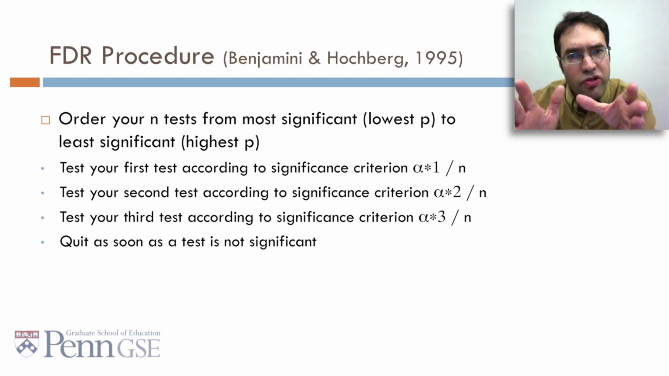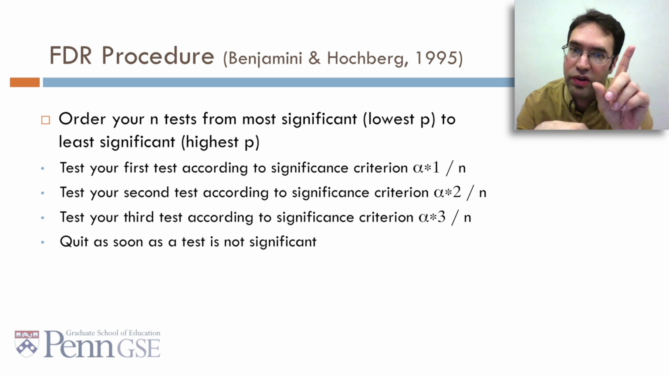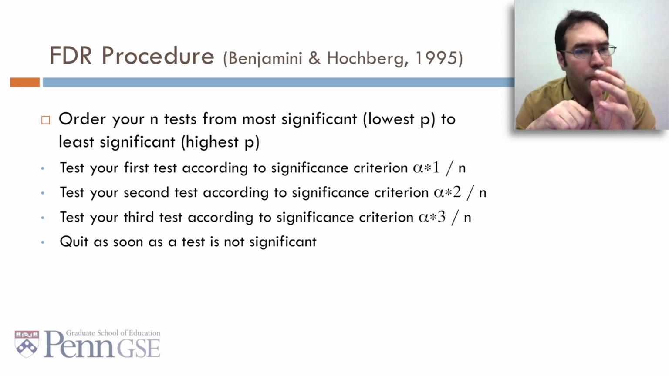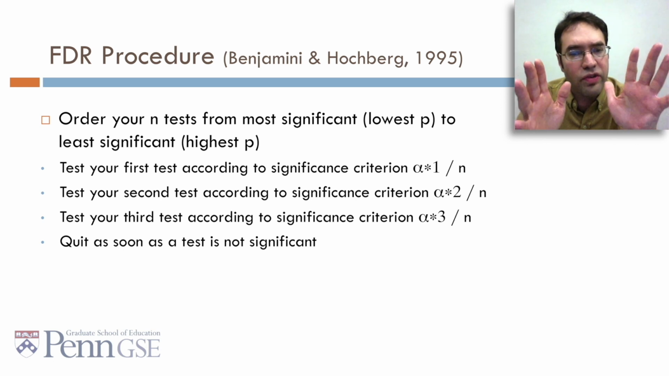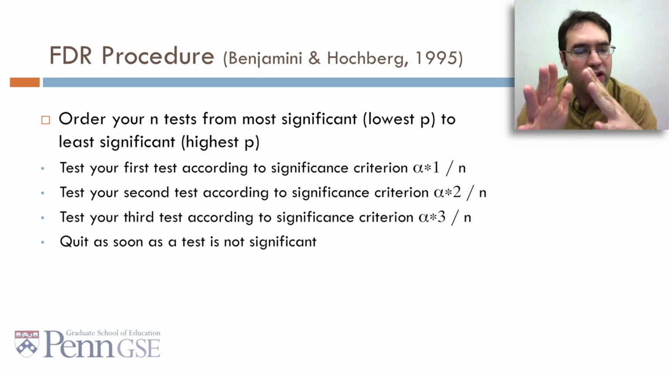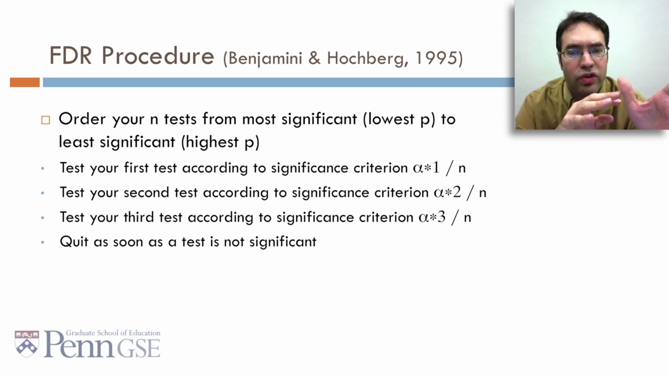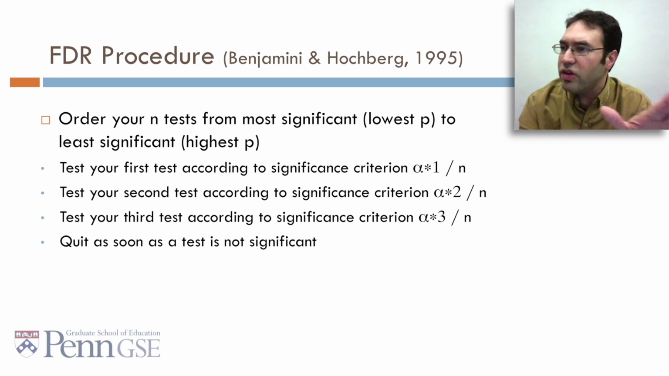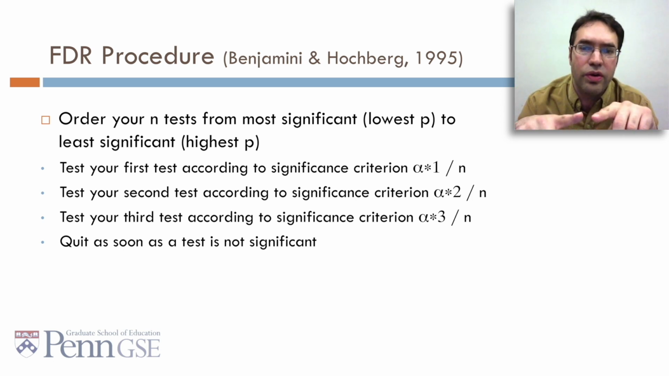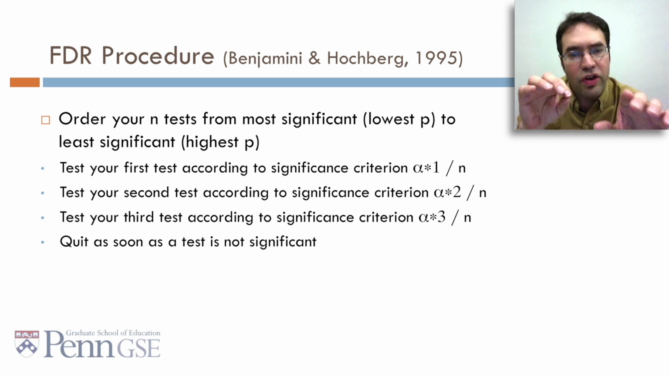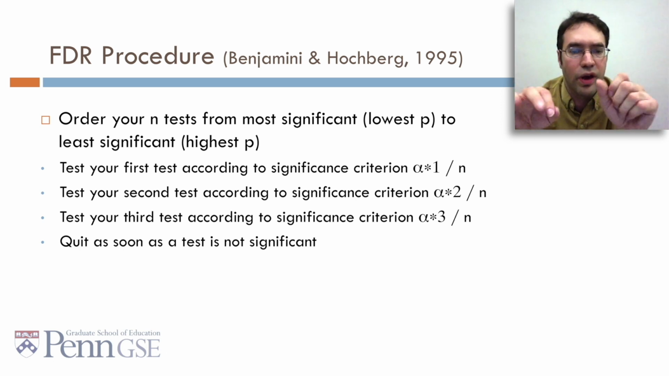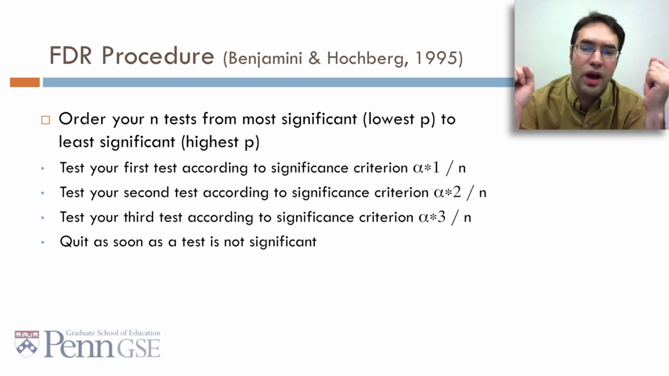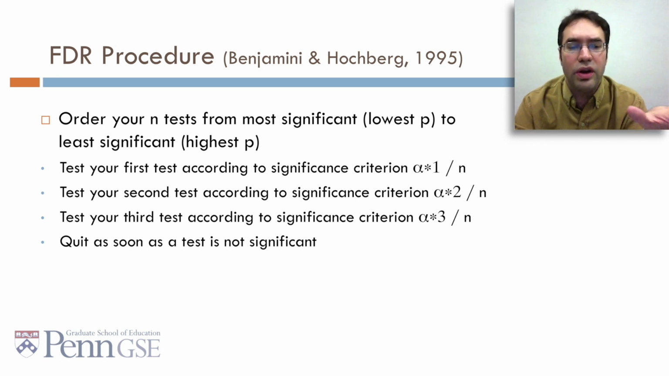So let's talk about Benjamini and Hochberg's FDR procedure. And there are others, and I'll talk about a couple in a minute. In the FDR procedure by Benjamini and Hochberg, you order your n tests from the most significant, the lowest p, to the least significant, highest p. Then you test your first test according to the significance criterion alpha times 1 divided by n. So on the first test, you're going to be just as strict as Bonferroni. On the second test, though, you're only going to be half as strict as Bonferroni because you'll test your second test according to the significance criterion alpha times 2 divided by n. And the third test, alpha times 3 divided by n, and the kth test by alpha times k divided by n. And you're going to quit as soon as the test isn't significant. As soon as the test is not significant, you just move on.